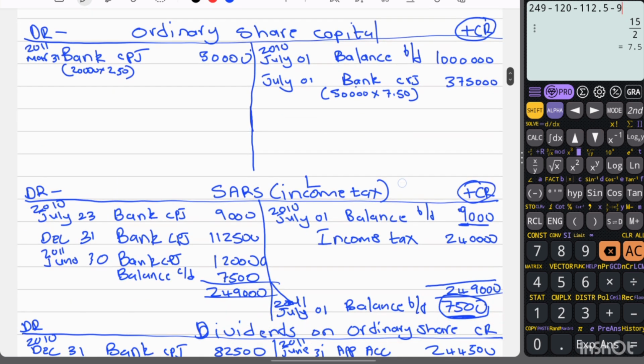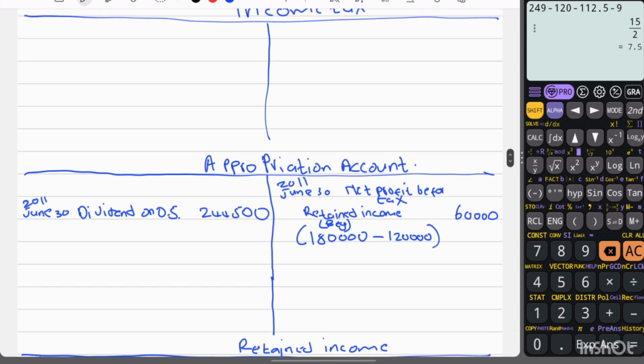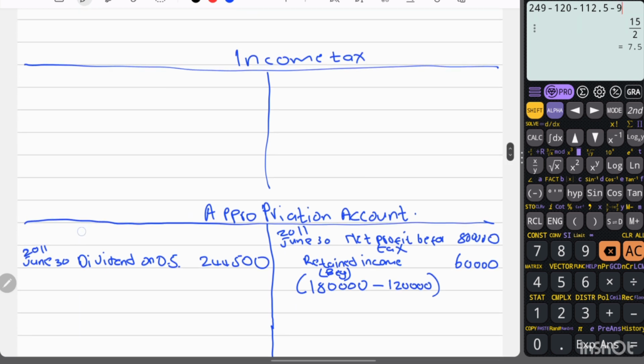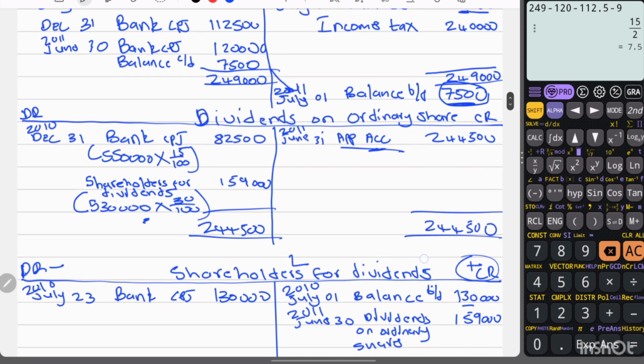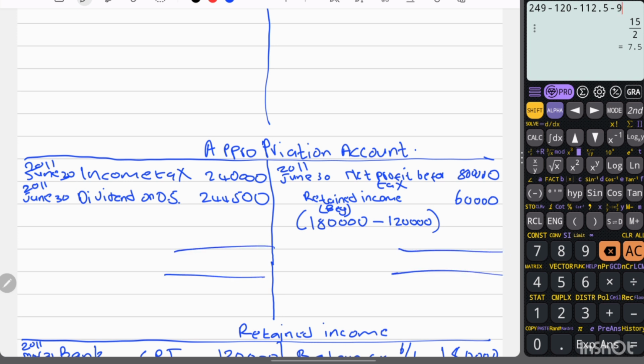We are given also our net profit before tax. Let's go and record it under the appropriation account. Our net profit before tax is 800,000 we are given. Here we are also given our income tax. I'm gonna just write the date. You all know that the date is the same. Our income tax we are given as how much? As 240,000. Then now I can just close off my appropriation.